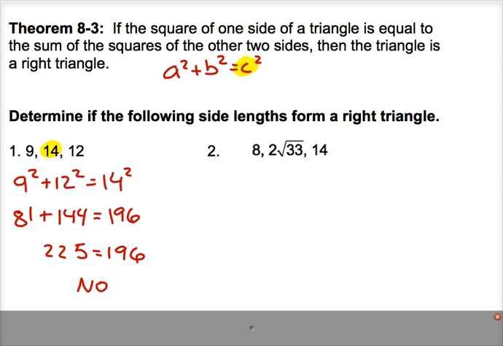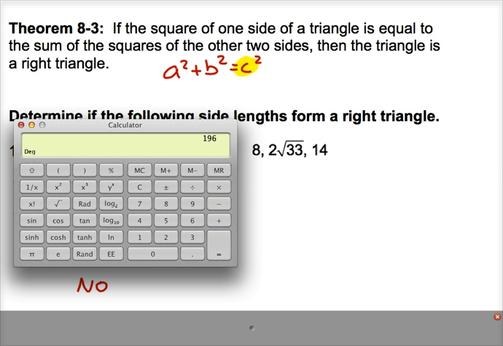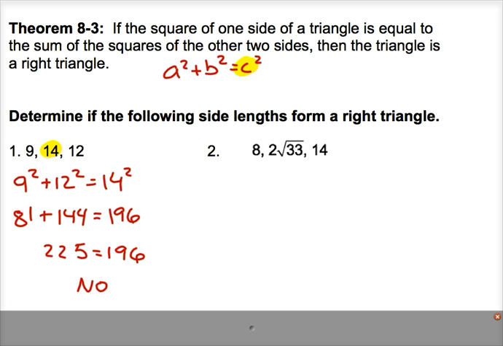Number 2. First thing I notice is which one of these is the largest. And I don't know if 2 times the square root of 33 is going to be the largest value. So the easiest way to figure that out is go back to your calculator and figure out what 2 times the square root of 33 is. So I'm going to do the square root of 33 times 2. And it's only 11.4, so that's telling me that my largest value is in fact going to be the 14. So let's go through and set this one up.